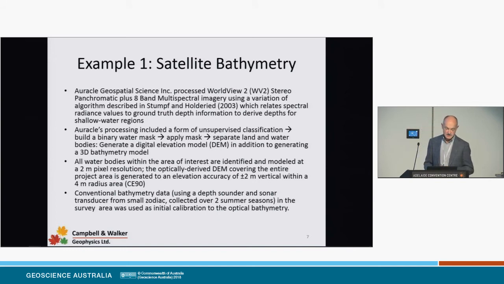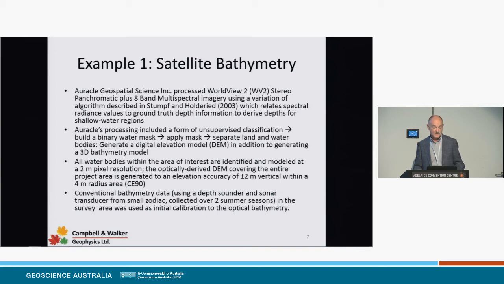Unfortunately, we needed 2 scenes to cover the whole property, and that created some issues, as it turned out. Unexpected to certainly us. So we ended up with an elevation accuracy of plus or minus 2 meters within a 4-meter radius area.